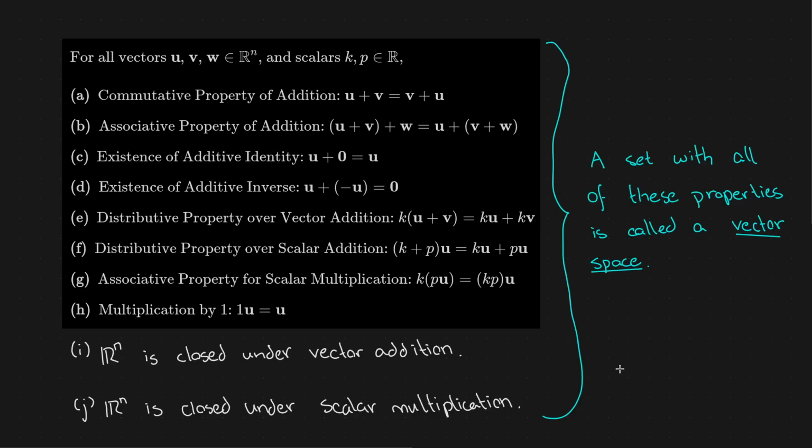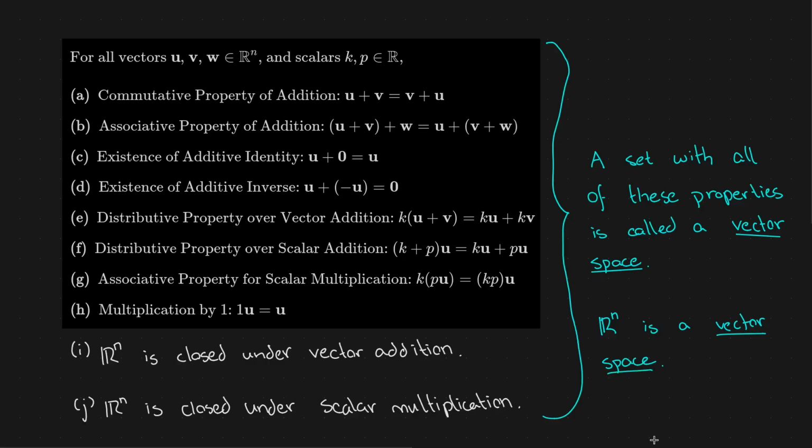And so if it has all these properties, most of the nice results that we've looked at over the past several weeks, as long as the set has these properties, those results for the most part hold. Okay? In particular, of course, we're saying that Rn has all these properties. So Rn is a vector space.